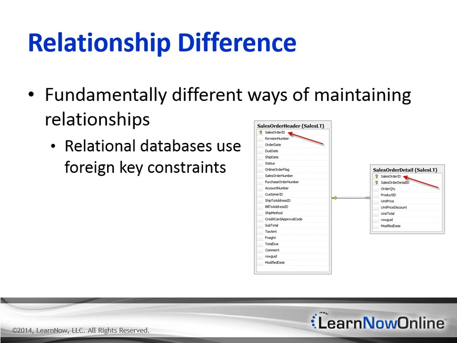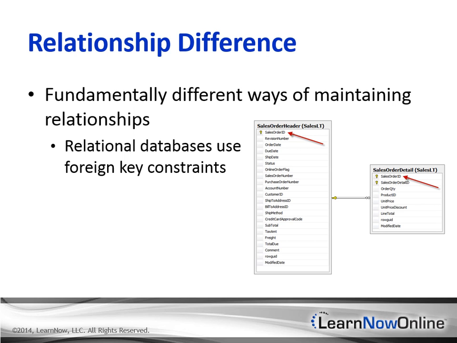Relational databases use foreign key constraints to indicate that the data in one table is related to another table in a specific way. And it does this by storing a piece of data in a related table that uniquely identifies a row in the master table or the parent table that defines the relationship. So for example, in this image, the sales order header table in the sample AdventureWorks LT database has a primary key, sales order ID. And I have a red arrow pointing to that in the left table.